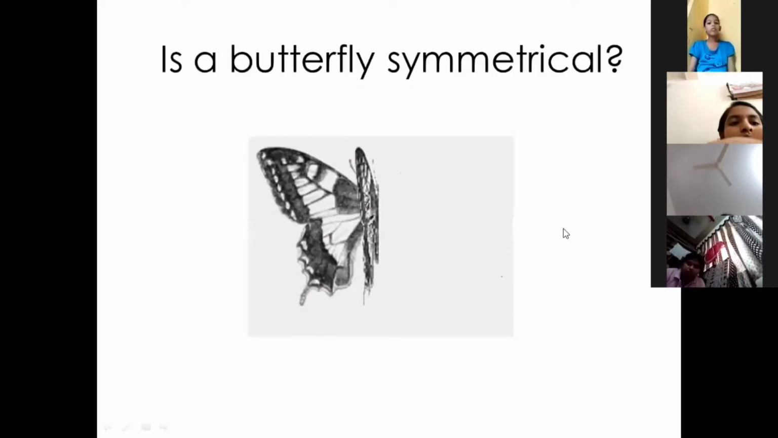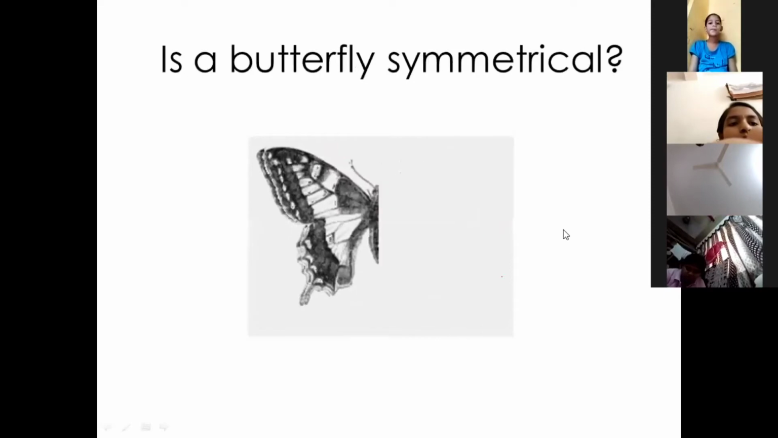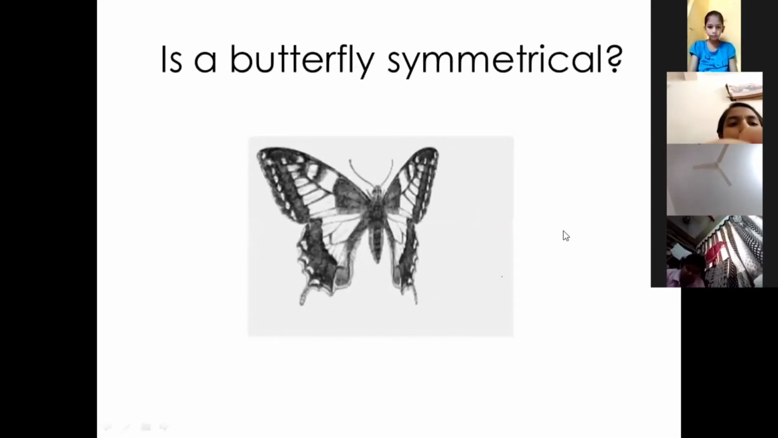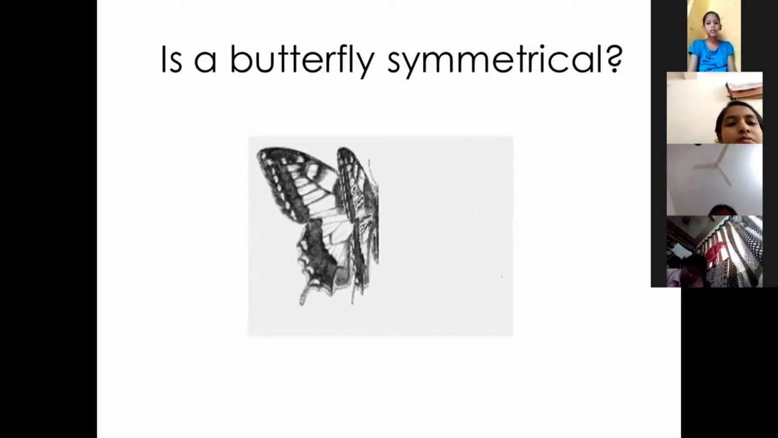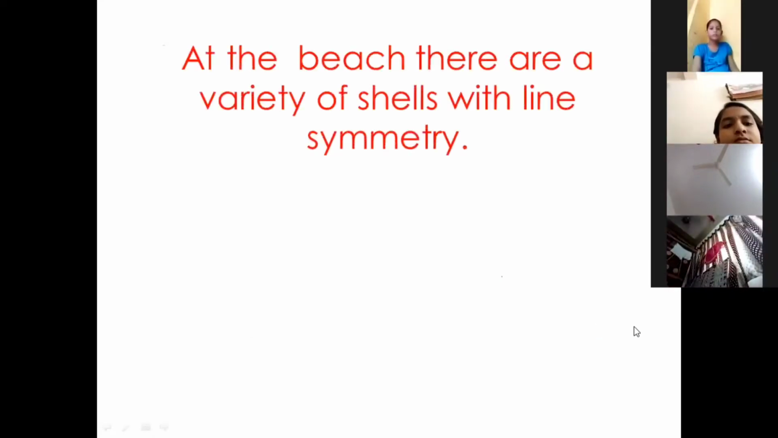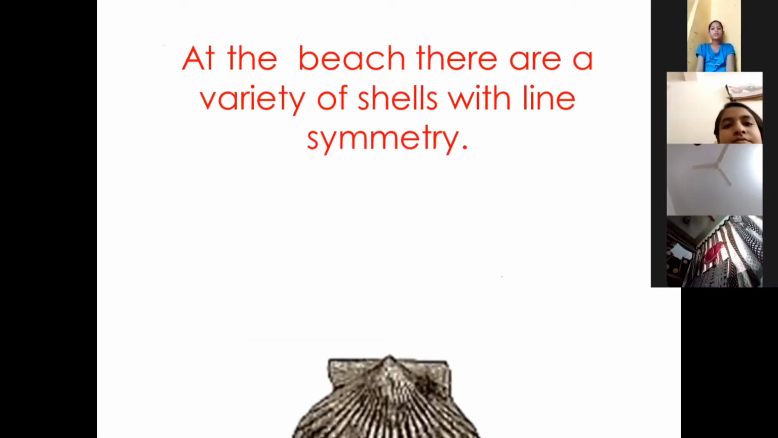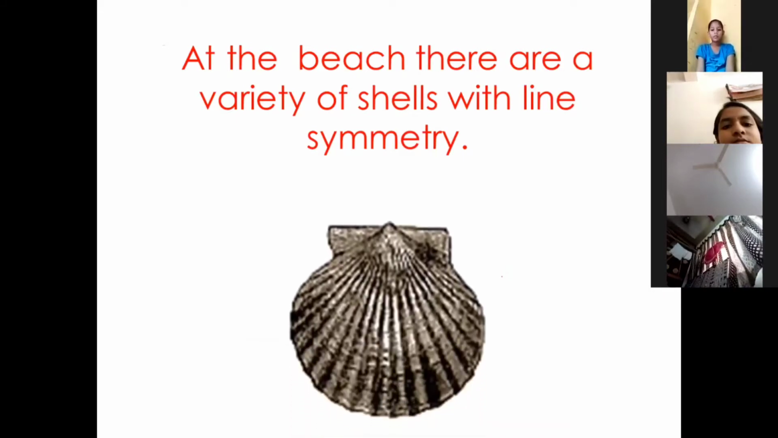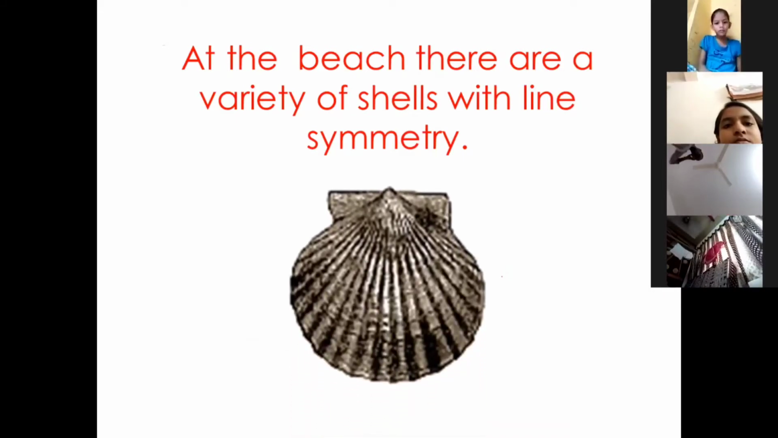Next, book, pencil box. Is the butterfly symmetrical or not? Yes, it has. So here, at the beach, there are some varieties of shells. Do you see a line of symmetry here? Is this shell having a line of symmetry? Yes, very good. One vertical line of symmetry. Okay, next.